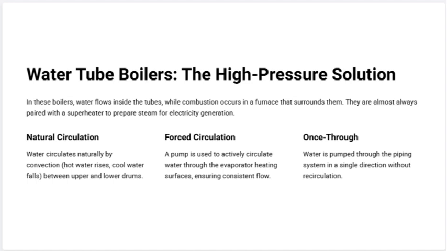Finally, there's the once-through method. In this case, water is pumped through the piping system in a single pass, without recirculating. This approach can simplify the system and is often used for very high-pressure applications. So, to sum up, water tube boilers are versatile and efficient, with different circulation methods to suit various operational needs, all crucial for reliable and high-pressure steam generation.